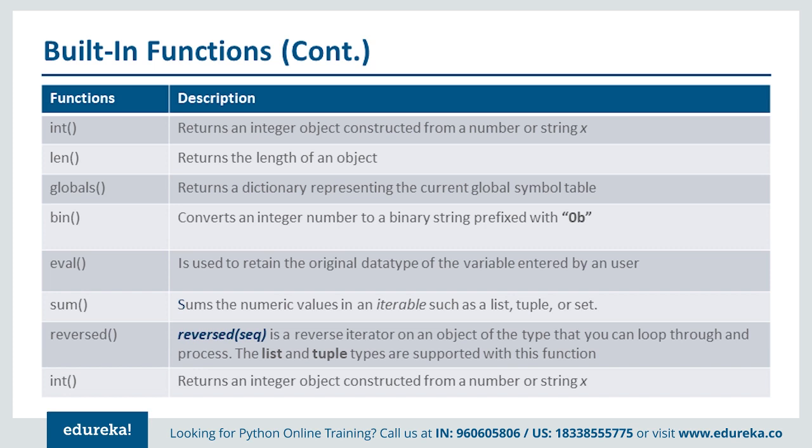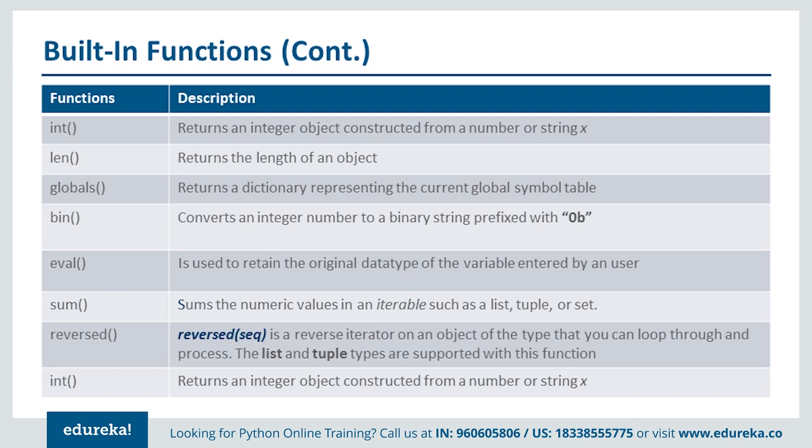int is for converting a string into an integer. The len function checks the length of the object. globals returns a dictionary representing the current global symbol table. Then bin converts an integer number into binary. eval gets the original data type of the variable entered by the user. So if you have entered a number and your program is considering it as a string, eval will help you convert it into an integer rather than processing it as a string.